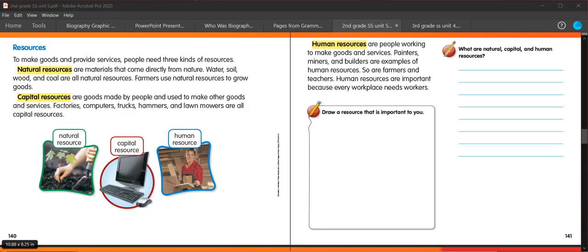So in the box below on page 141, draw a resource that is important to you. And then for the writing portion, it says what are natural, capital, and human resources. So I want you to write in your own words what each one of those are, and please give an example of each one. That way, when you go back to do your quiz, you have these little reminders that you made for yourself that'll help you to remember all of the material so that you can get all of the points.